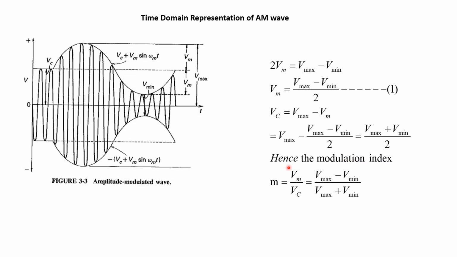So if we want to calculate the modulation index, then m is equal to Vm upon Vc. We have got the value of Vm as (V maximum minus V minimum) by 2, and Vc we have calculated as (V maximum plus V minimum) by 2. Therefore, the index of modulation can be given as (V maximum minus V minimum) divided by (V maximum plus V minimum). So this is another representation of the index of modulation.